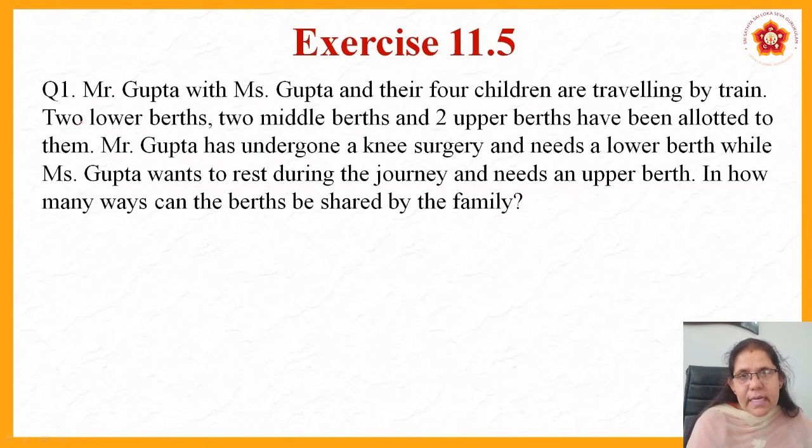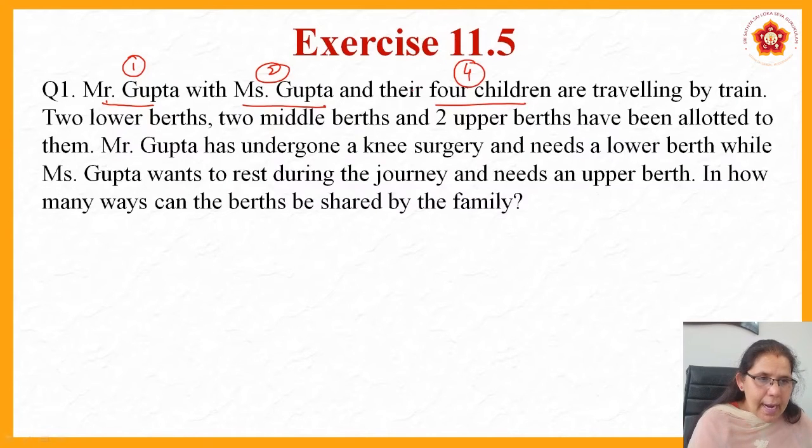I am taking up exercise 11.5. Question number 1: Mr. Gupta with Mrs. Gupta and their 4 children are traveling by train. So how many people are there? First one is Mr. Gupta, second one is Mrs. Gupta, 2, plus 4 children, so total 6 are there.